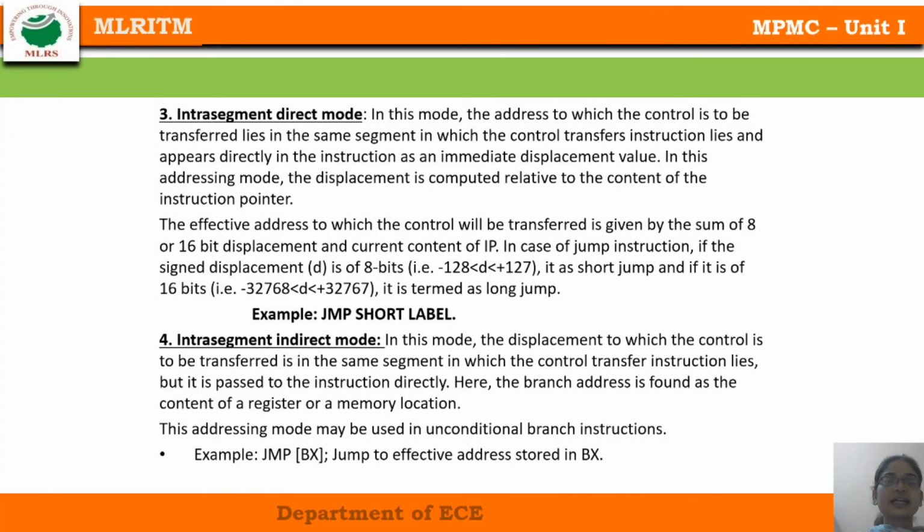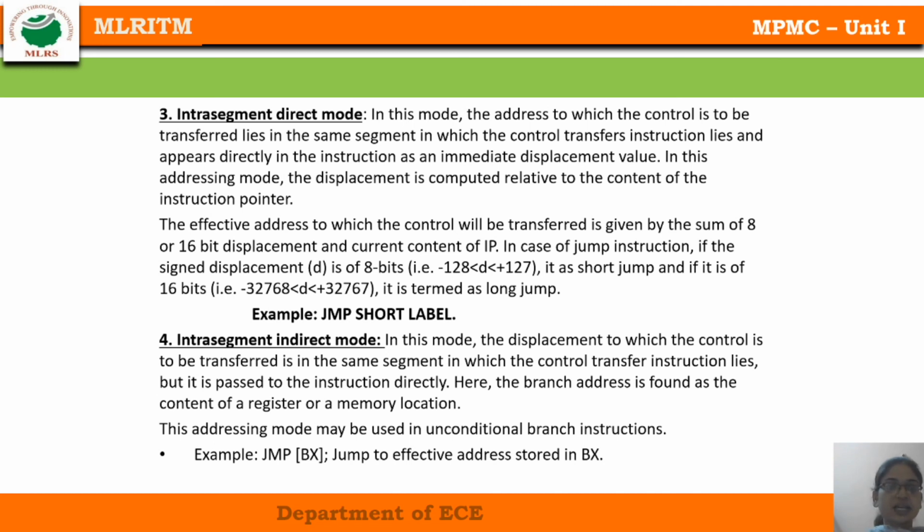Next is intra-segment direct addressing mode. In this addressing mode, the address to which control is to be transferred lies in the same segment and appears directly in the instruction as an immediate displacement value. In this addressing mode, displacement is calculated relative to the content of the instruction pointer. For example, JMP SHORT label. The short label indicates the 8-bit displacement.